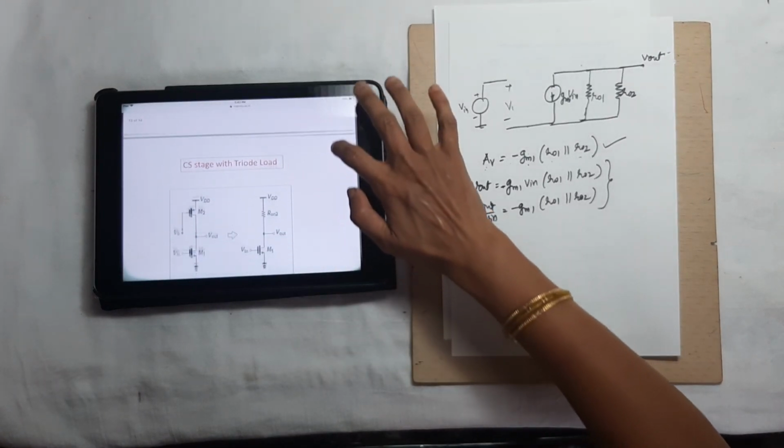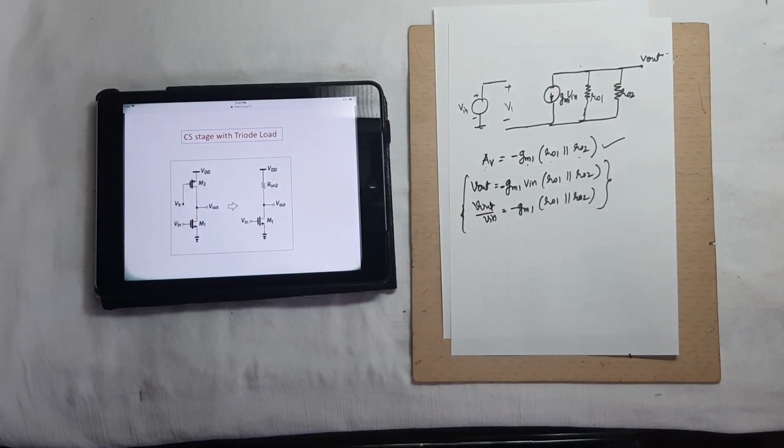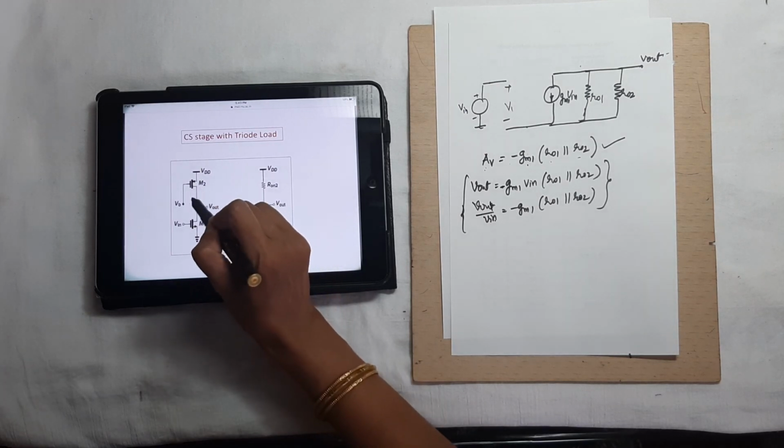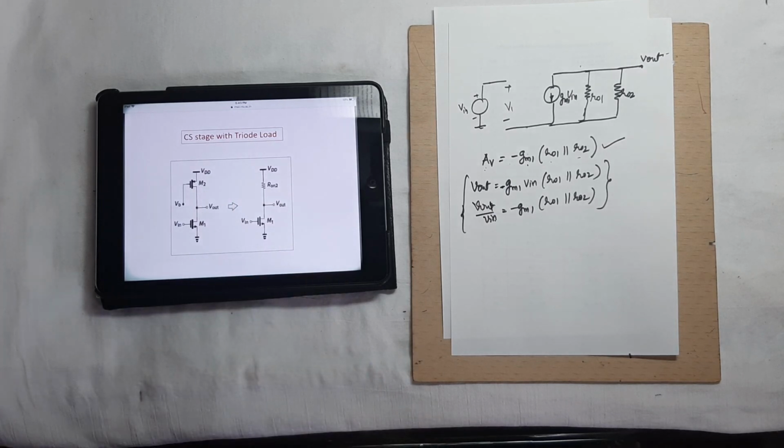Next is CS stage with the triode load. A MOS device operating in deep triode region behaves as a resistor and can therefore serve as a load in a CS stage. See here, the MOS transistor operates in the triode region. Such a circuit biases the gate of M2 at a sufficiently low level, ensuring the load is in the deep triode region for all the output voltage swings.